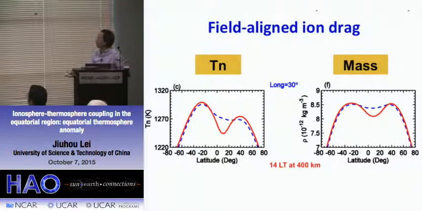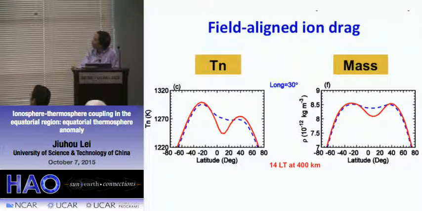When we include the field line drag, you can see the depletion about 30 or 40 Kelvin. And now you can see the crest and the trough, the difference about 100 or a little bit less, depending on which longitude. And for the mass density, the ratio of the crest and the trough is around 1.1, some 10% difference between the crest and the trough. This is comparable with the CHAMP observation.